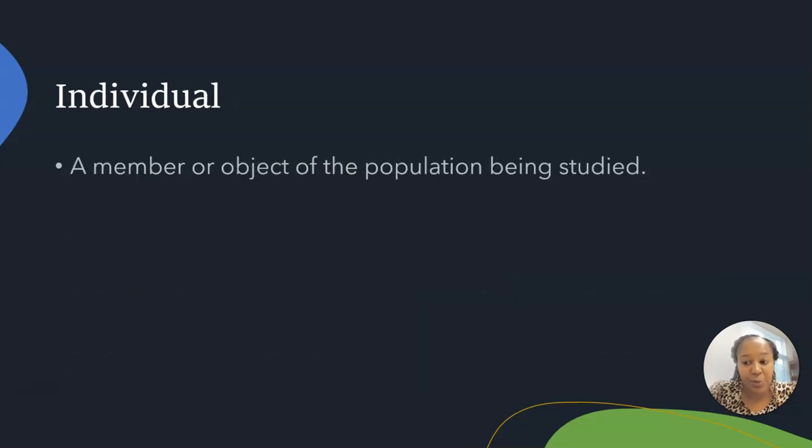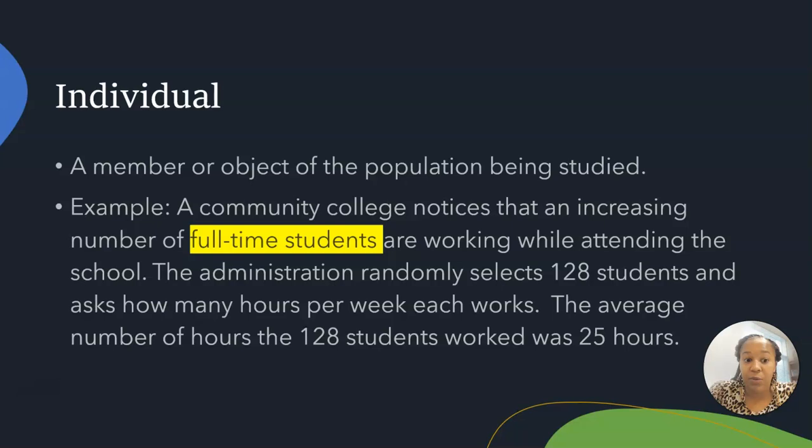Individual. This is pretty straightforward. It's exactly what it sounds like. That's a member or object of the population. In this example that we've been discussing, it's a member of the population of full-time students. So one full-time student would be considered an individual in our population. An individual is one full-time student.